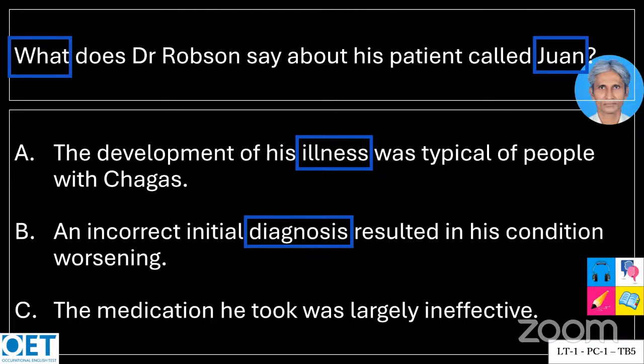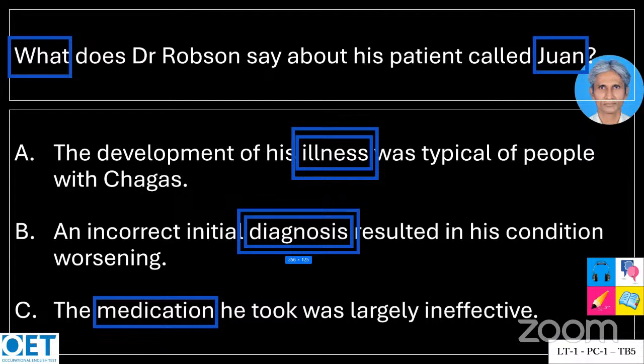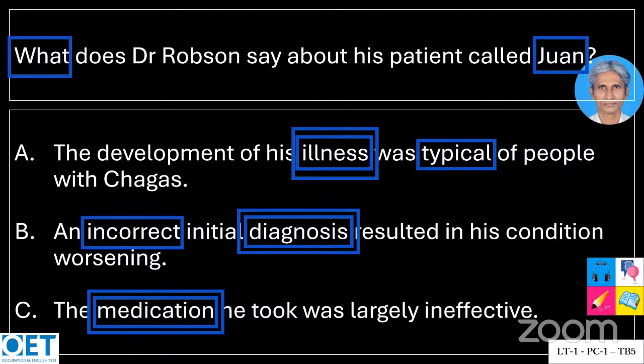The medication he took was largely effective. Medication is the problem. So illness was typical. Diagnosis was incorrect, and medication was ineffective. So the problem is with illness, the problem is diagnosis, the problem is medication. So which among these is the right answer?